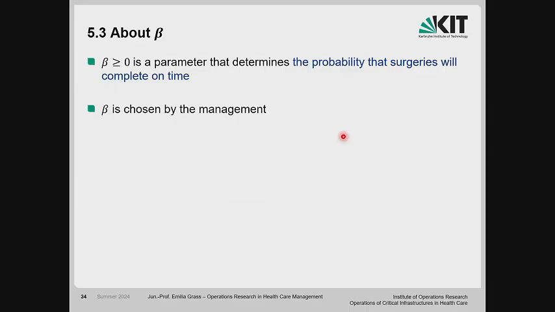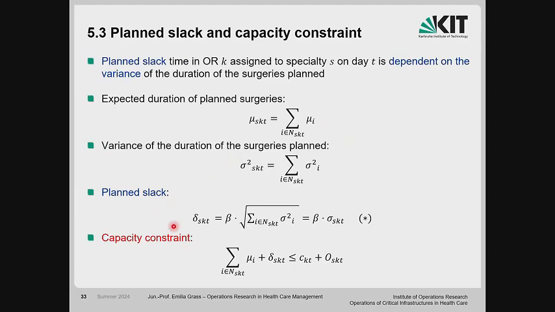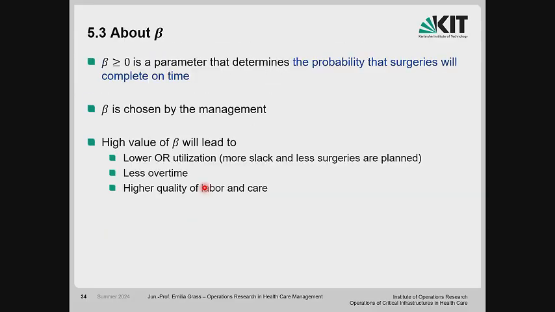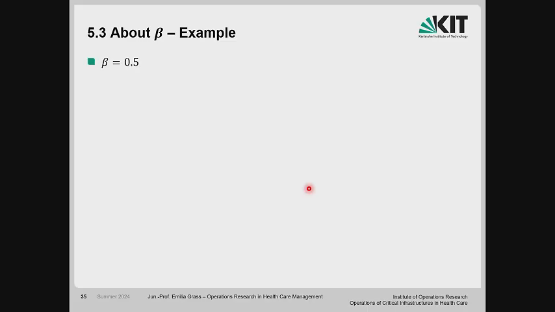Why is this? If we look back, we see that the planned slack, so the unused time, is the product of beta times the standard deviation. The higher beta, the more slack is planned, and therefore we have fewer surgeries that we can plan, and of course less overtime. On the other hand, we can assume that we could have higher quality of labor and care because staff is not under stress and can complete the surgery on time.